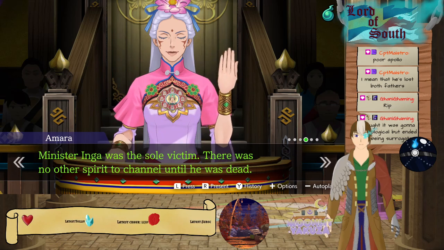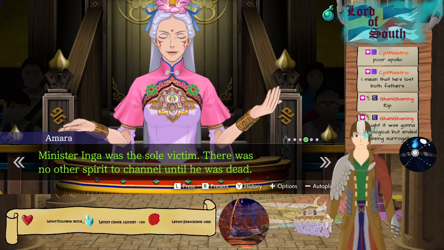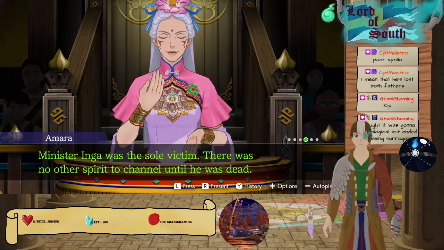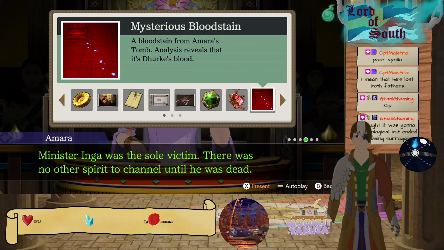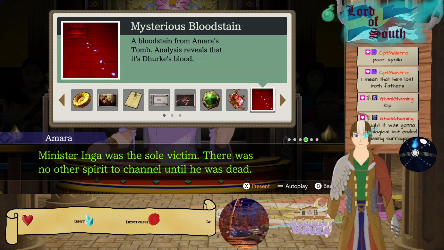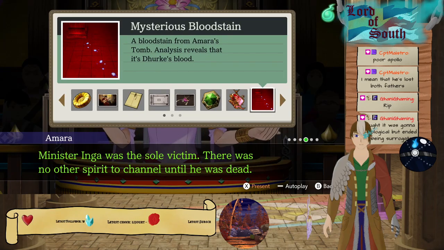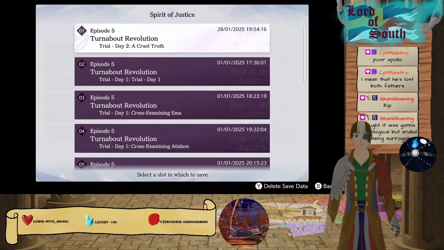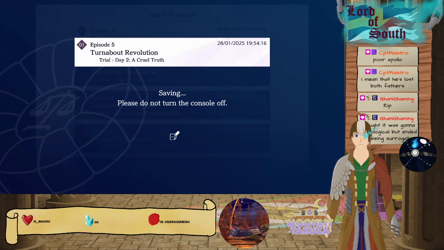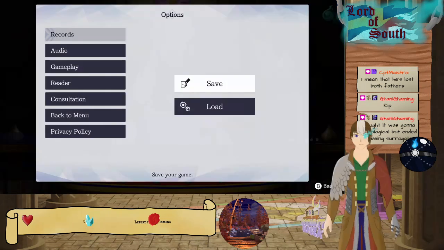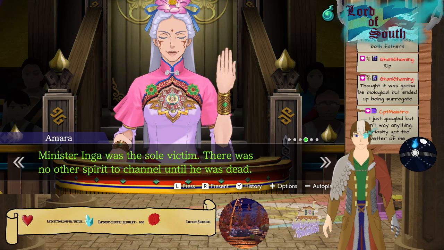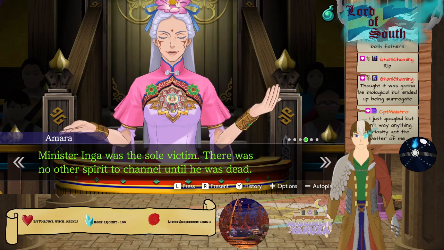Means Inge was the sole victim. There was no other spirit channel until he was dead. A bloodstain from Amara's tomb. Analysis reveals that it's Daruk. Should I just present this completely? You know what? I'm going to save this because I know I'm going to mess it up. To be honest, I just googled, but I won't say anything. Curiosity got the better of me.